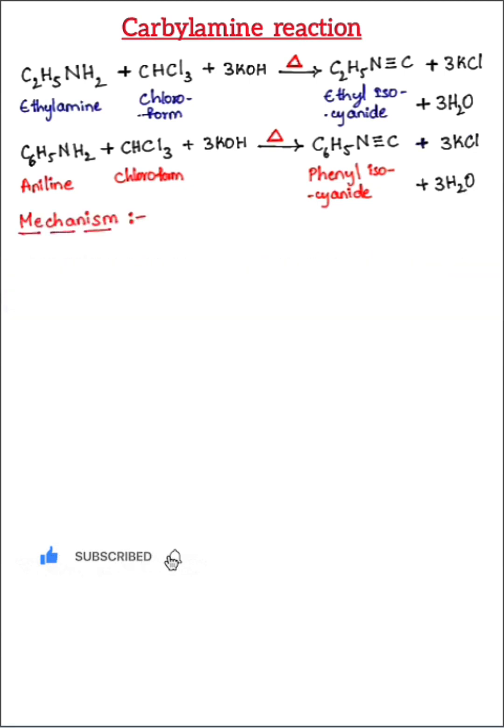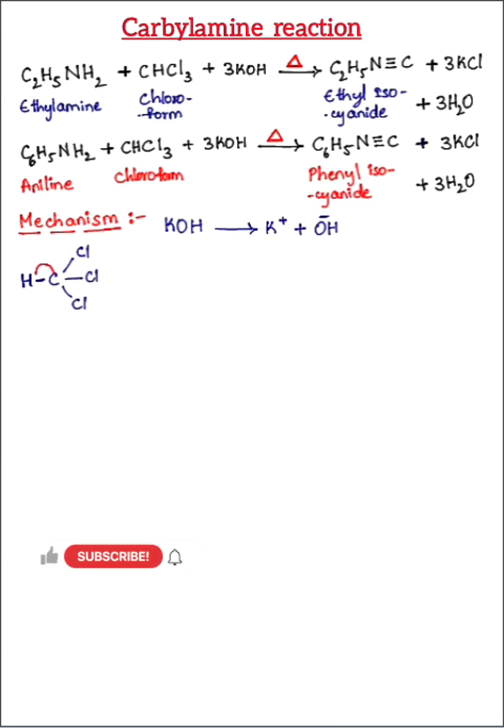So let us see the mechanism of this reaction. In the beginning of this reaction, potassium hydroxide breaks up into potassium and hydroxide, K+ and OH-. And now you can see the chloroform. It will be written like this, CHCl3. You can see the hydrogen gives its electron to the carbon, so that carbon gets a negative charge, and the positively charged hydrogen atom is attracted by OH-. Now OH- abstracts this proton and comes out as a water molecule. So now you are getting C-Cl3.